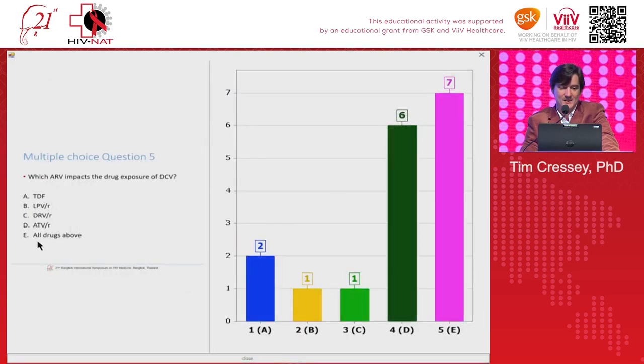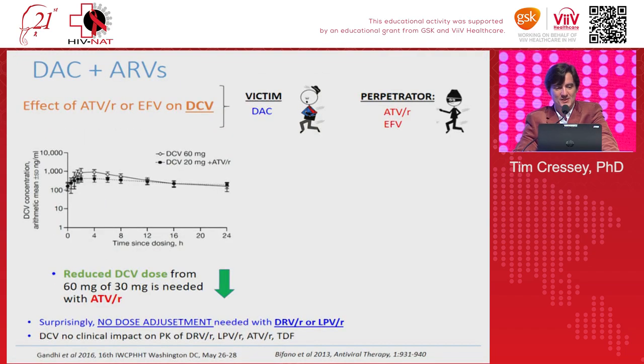Okay, so we have atazanavir, and tenofovir. I think that's reasonable. I think actually all of them are something which could be argued a little bit, because here for declastevir, again the victim is the hepatitis C drug, and now we're seeing the effect of efavirenz or atazanavir in this case on this.